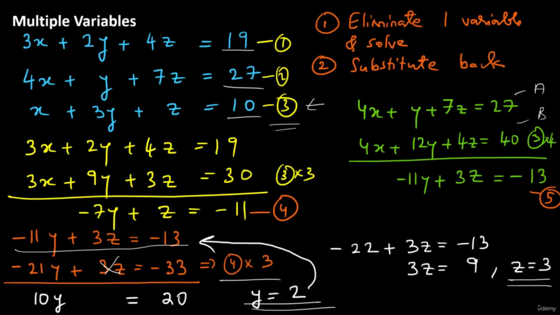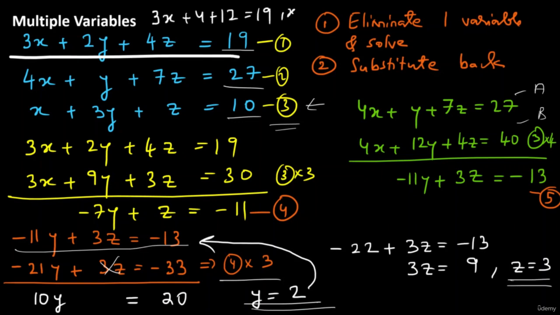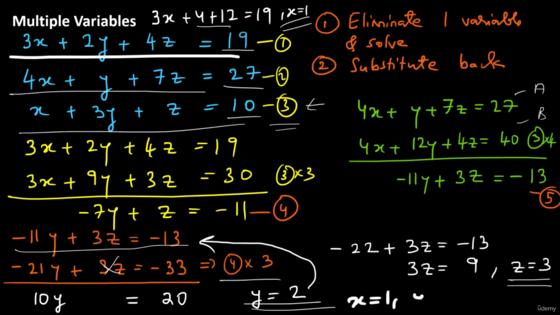Alright, now let's substitute these two into this equation over here. So we get 3x plus 4 plus 12 is equal to 19. So 4 plus 12 is 16. So on taking it to the right hand side, it becomes 19 minus 16, which is 3. So 3x is equal to 3, or x is equal to 1. So we have found the solution to the set of these 3 equations. X is equal to 1, y is equal to 2, and z is equal to 3.